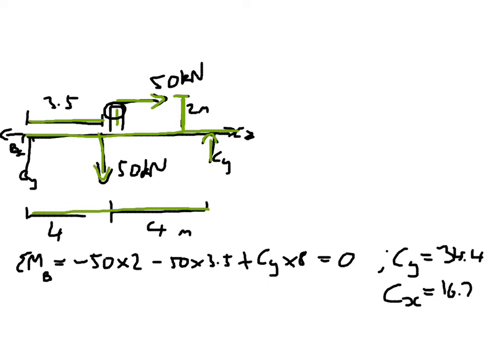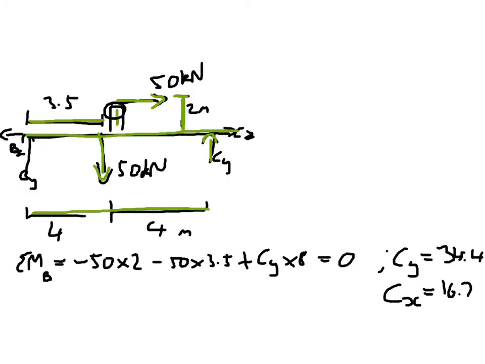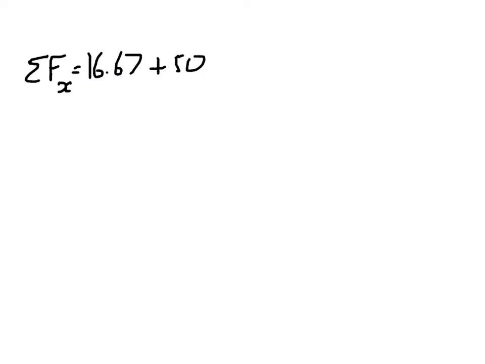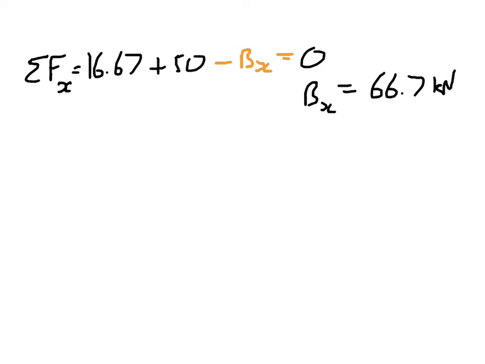And then finally, we're asked for the forces in B. If we focus on member BC that we've drawn here, we can do the sum of the forces in the X and the Y. So our sum of forces in the X direction is going to be CX, 16.67 or 16.7, plus the 50, which is the horizontal part of the rope, so this bit, minus BX equals 0. So BX equals 66.7 kilonewtons.